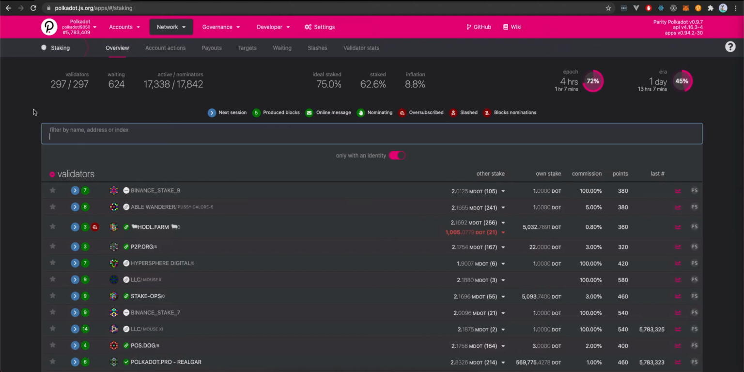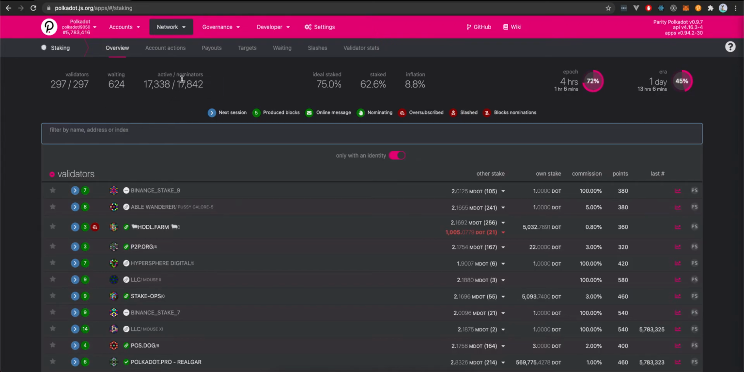So real quick, an introduction to what's on the staking page. Currently Polkadot allows 297 validators. Validators are entities that produce blocks, wrap all of the transactions, and validate them. When you're staking DOT, you're investing your crypto tokens into these validators. Then 624 waiting: this is the pipeline of validators that are waiting, that are not in this session.